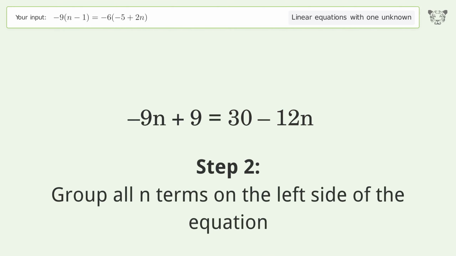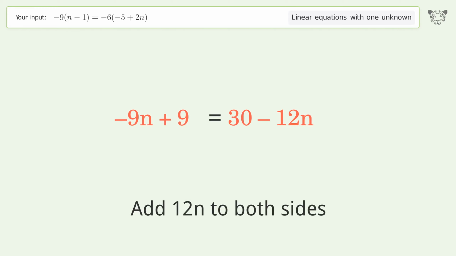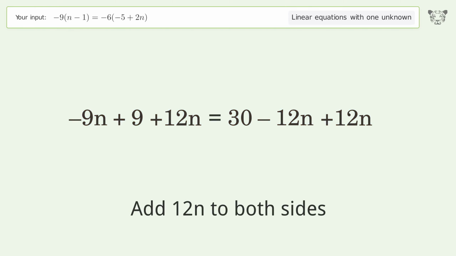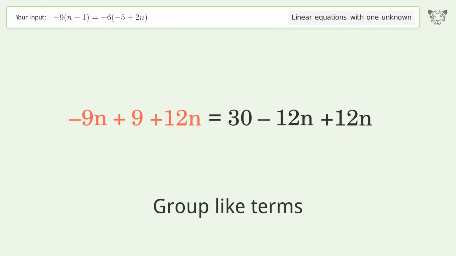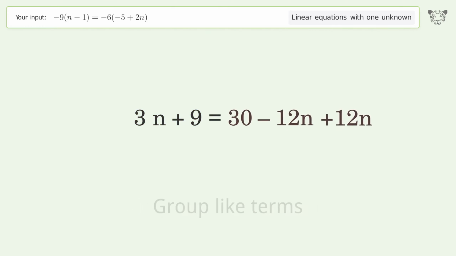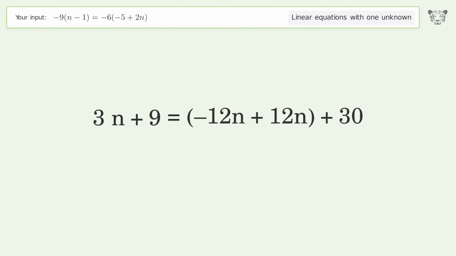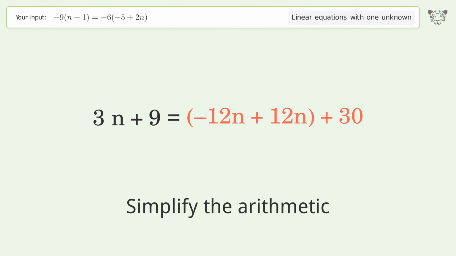Group all n terms on the left side of the equation. Add 12n to both sides. Group like terms. Simplify the arithmetic. Group like terms. Simplify the arithmetic.